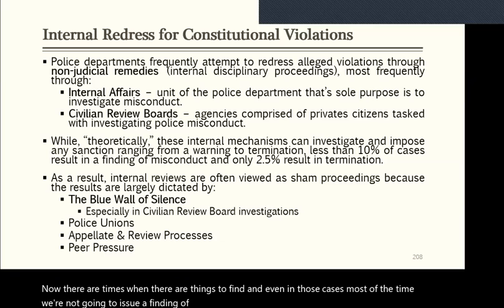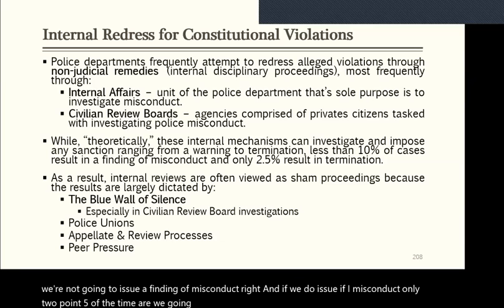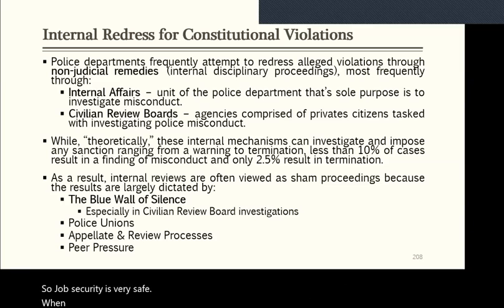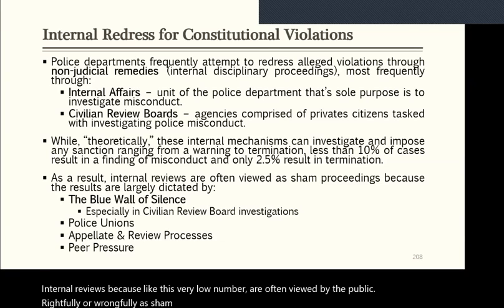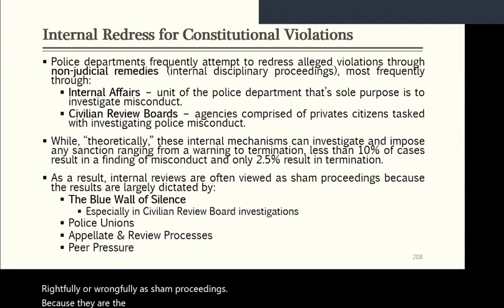And if we do issue a finding of misconduct, only 2.5% of the time are we going to terminate that person. So job security is very safe when it comes to policing. Now, as a result, internal reviews, because of this very low number, are often viewed by the public, rightfully or wrongfully, as sham proceedings, because their results are largely dictated by the blue wall of silence, right?